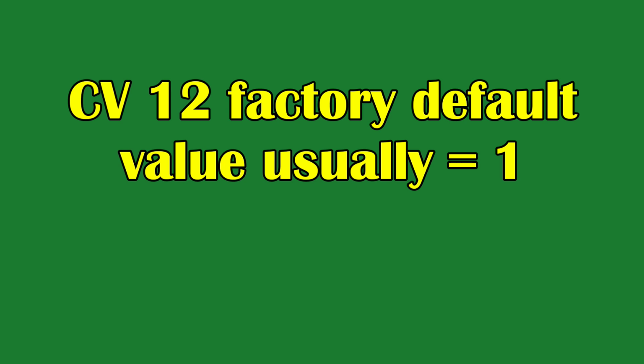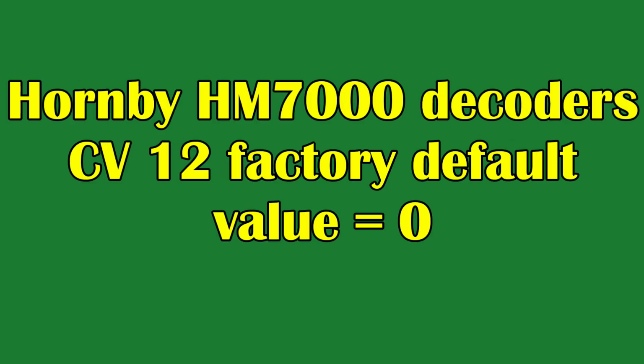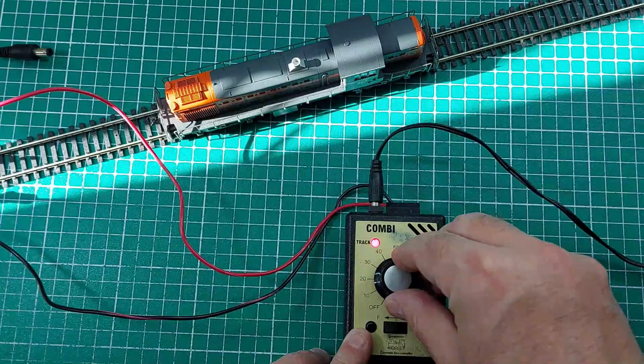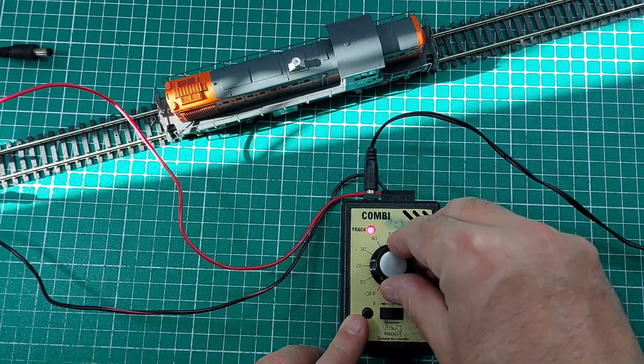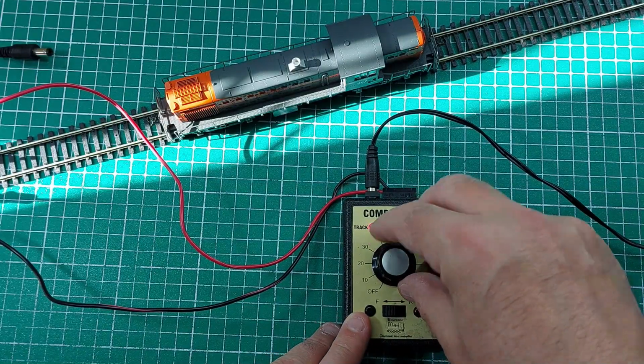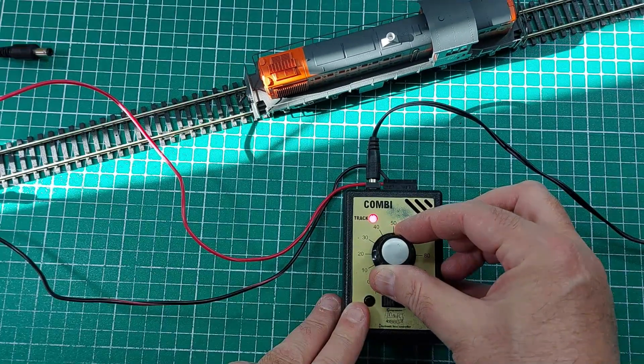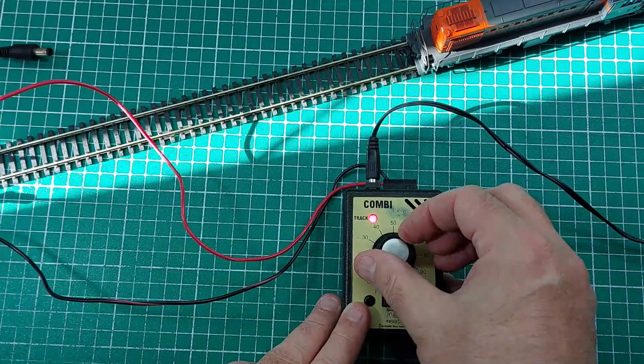And this is definitely the case in Soundtraxx's decoders. However, Hornby have it set to 0. The reason for this is that they do not recommend the use of sound-fitted locos on analogue DC. If you are using a Hornby HM7000 series decoder and you want it to run on analog DC, you will have to adjust both CVs 29 and 12. Please note though that if you use any DCC sound-fitted locomotives on an analog DC layout, you will have limited sound functionality. Indeed, Rapido absolutely do not recommend using any of their sound-fitted locomotives on analog DC.